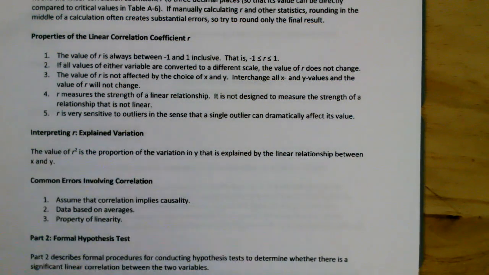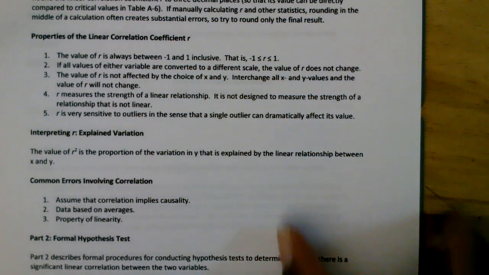Okay. Next, we'll talk about explained variation. The value of R squared. When you find R and you square it, you get what they call the explained variation. R squared is the proportion of the variation in Y that is explained by the linear relationship between X and Y.